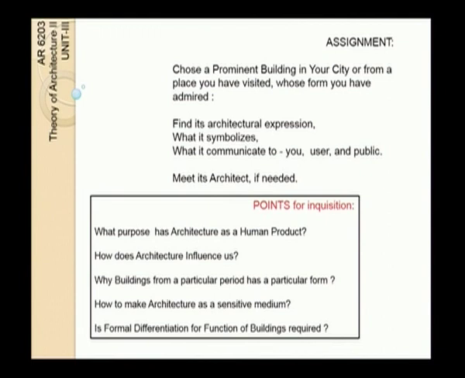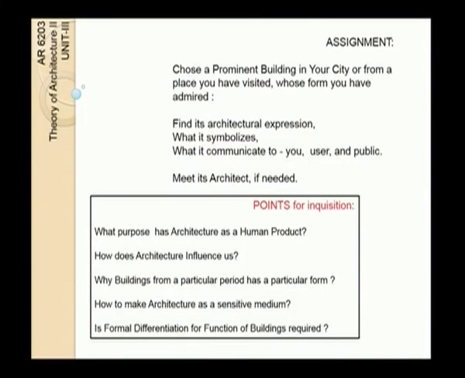What is the purpose of architecture as a human product? How does architecture influence us, because we are talking about individual architects and their influences through their ideologies and theory. Why do buildings from a particular period have a particular form, like we saw in postmodern buildings? How to make architecture a sensitive medium, is it strong enough to influence us, urban life or rural? Is formal differentiation for function of buildings required? So, these could be some inquisitive inquiries that we could make from the works of architects.